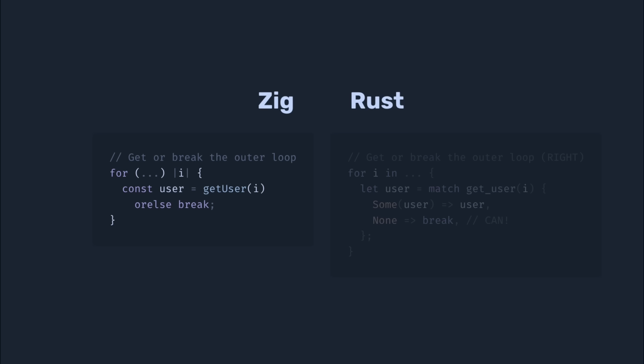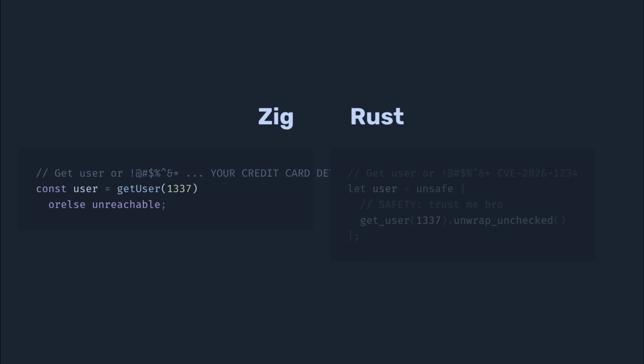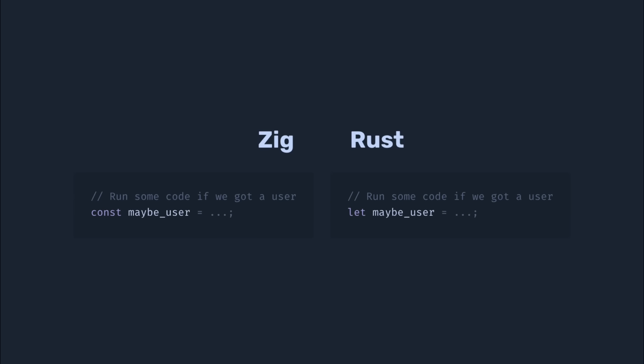Also, something I use quite a lot, the unsafe method, unwrap_unchecked. It will panic in debug mode and introduce undefined behavior in release mode. In Zig, it's again orelse in combination with the unreachable keyword, which I will explain later, but the behavior is similar.